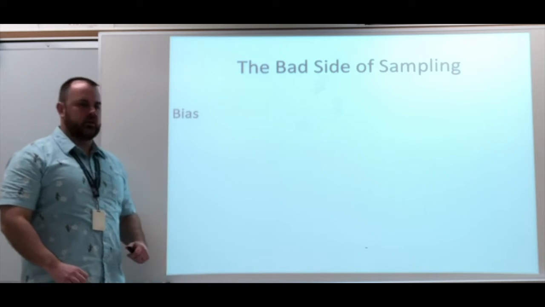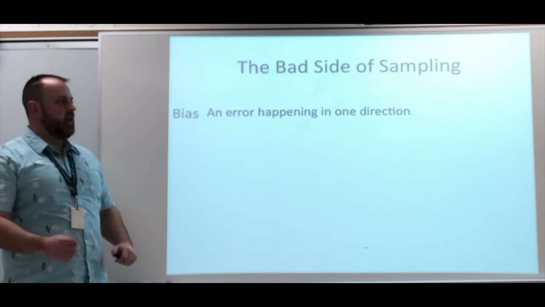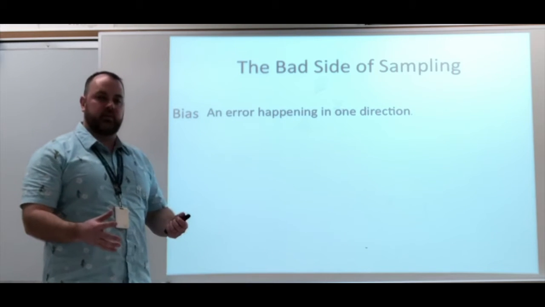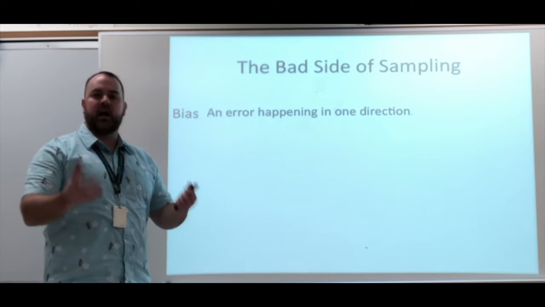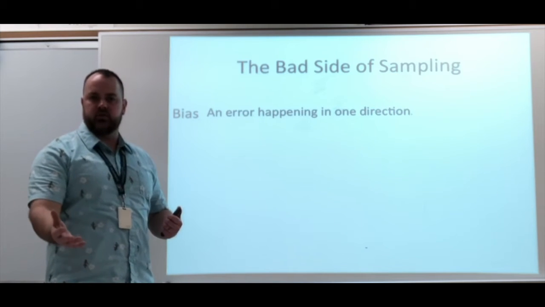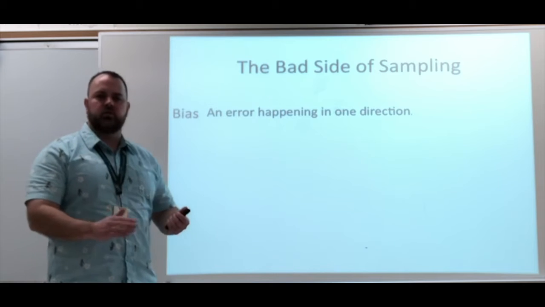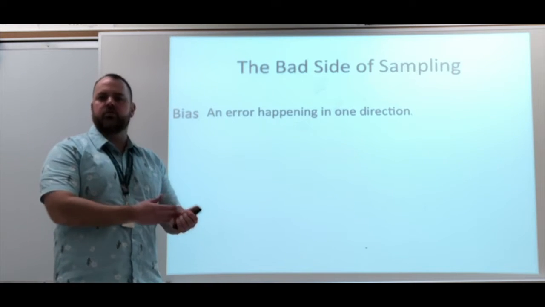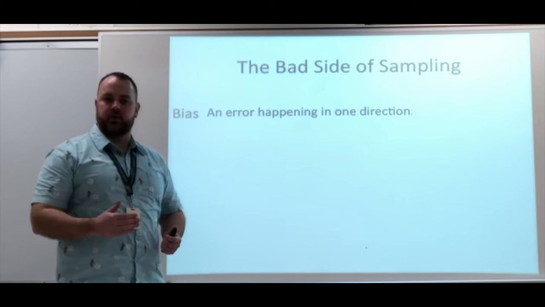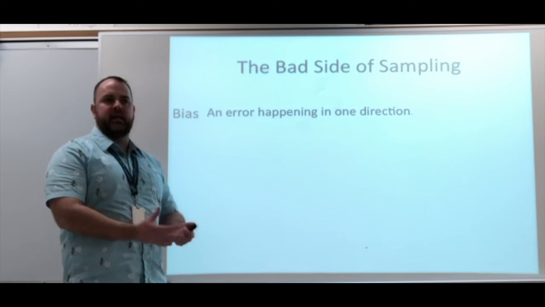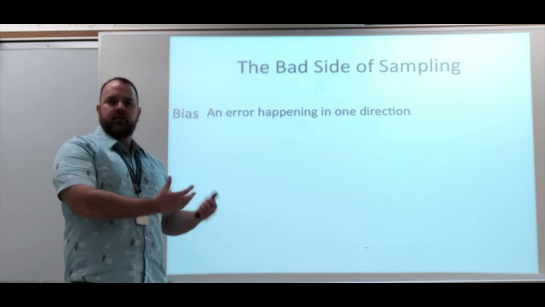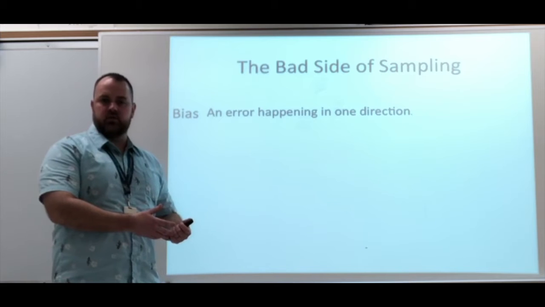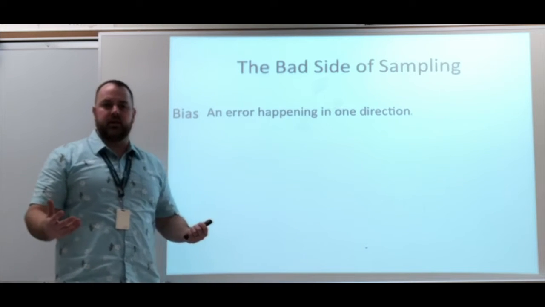So the bad side of sampling: bias. We've talked about this a little bit before. Bias is an error that happens in one direction. This happens if your sample doesn't represent the population, if it's not proportional. Like say we're looking at high school students. Usually high schools have 25% ninth graders, 25% tenth graders, 25% juniors, 25% seniors. They're split up into quarters. Well, if you take a sample that is 90% freshmen, 5% sophomores, 2% juniors, and 3% seniors, that's not really representative of the population.